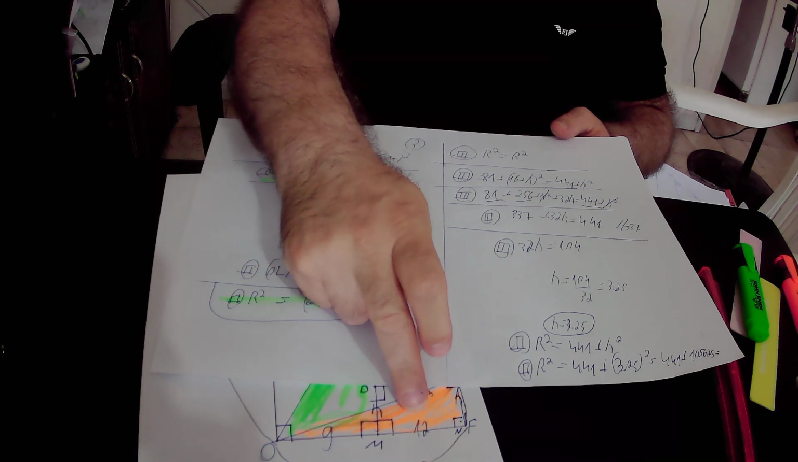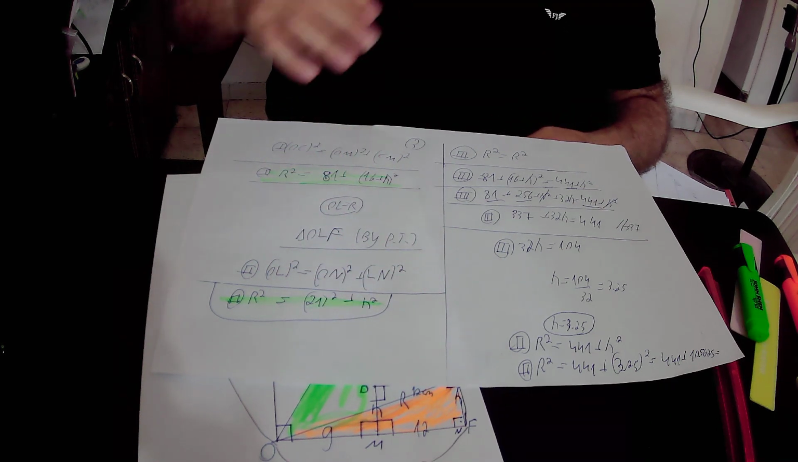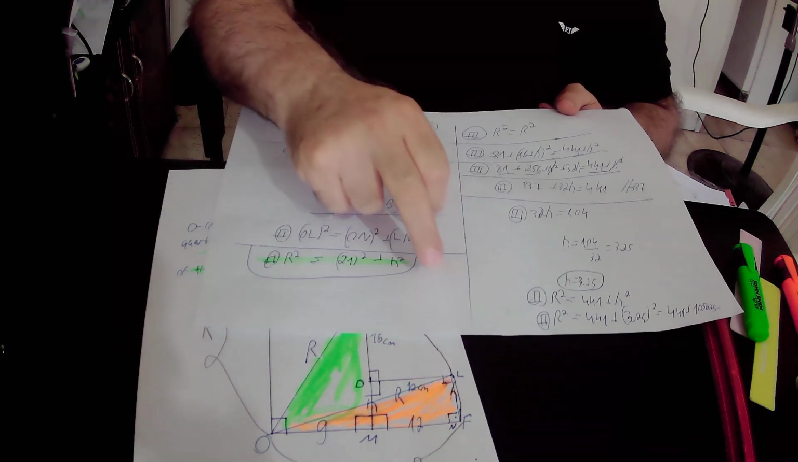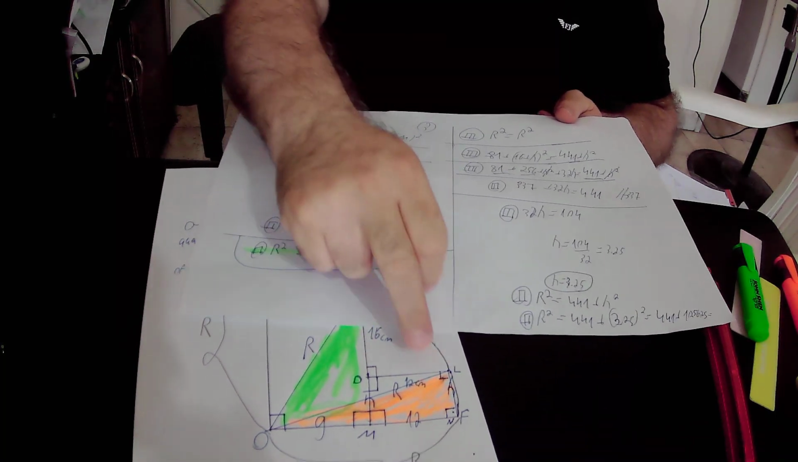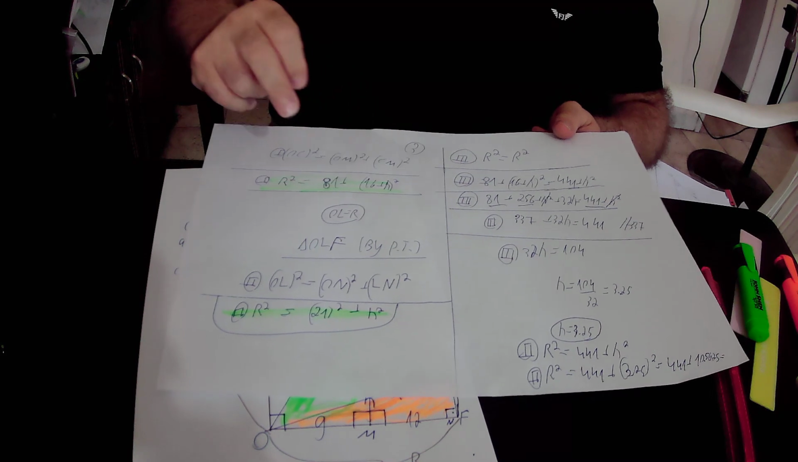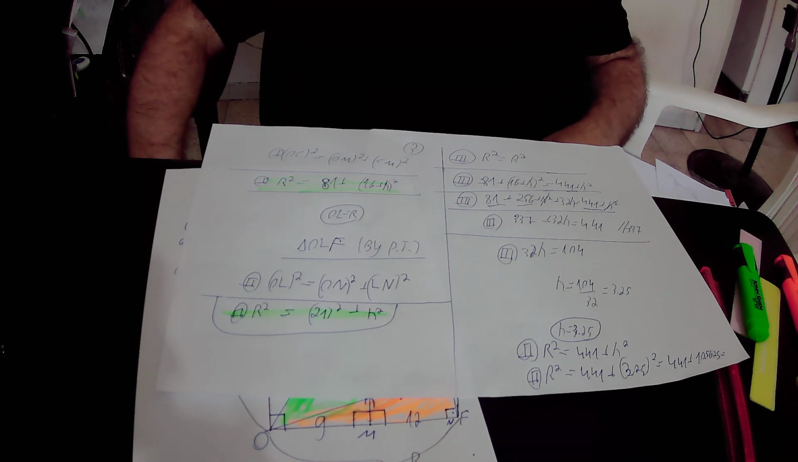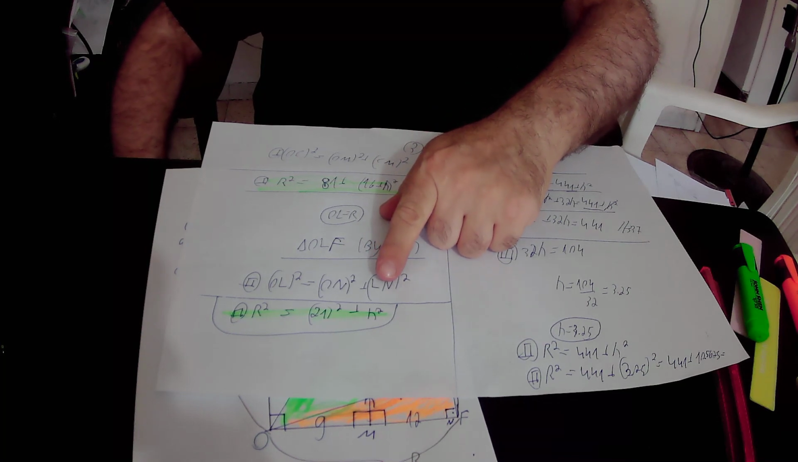ON equals 9 plus 12, that is 21. Therefore, R square is 21 square plus LN square. LN equals H, therefore LN square equals H square. So in conclusion, according to equation number 2, we found that R square equals 21 square plus H square.